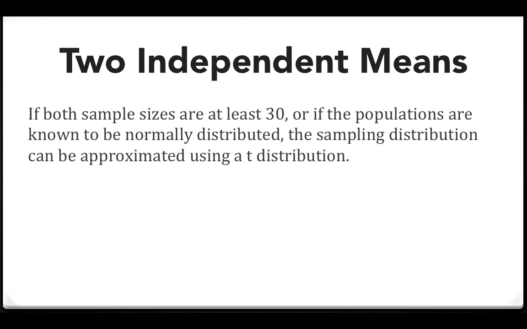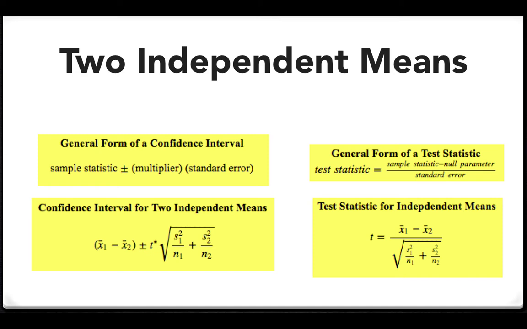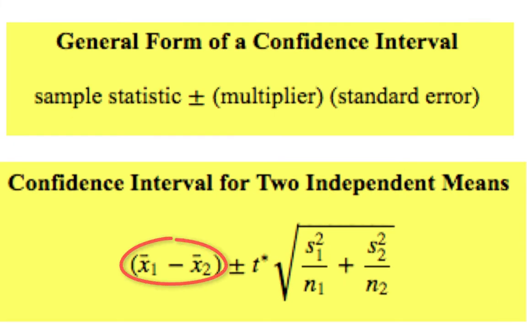And finally, for two independent means, if both sample sizes are at least 30, or if the populations are known to be normally distributed, the sampling distribution can be approximated using a t-distribution. Here we have our formulas. Again, these follow the general formats that we've been working with. For the confidence interval, we have the sample statistic plus or minus the multiplier times the standard error.